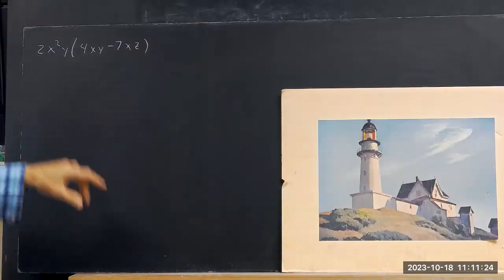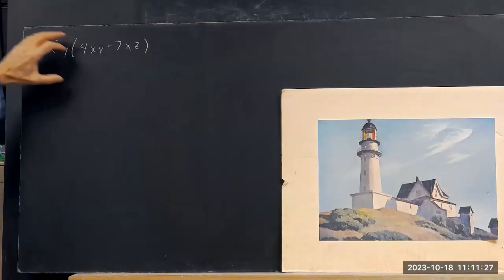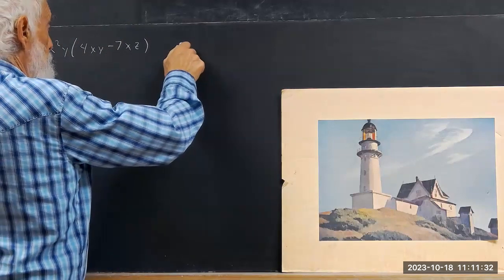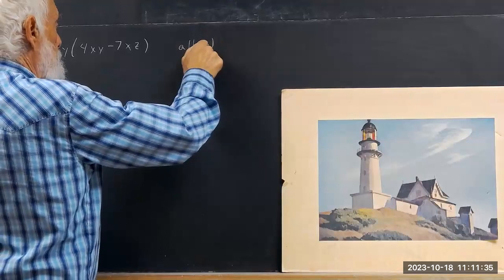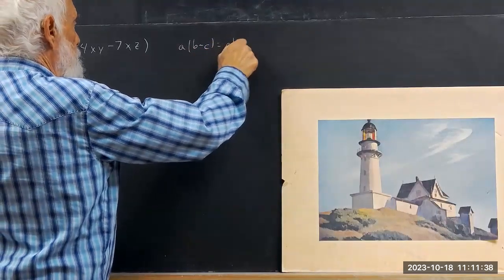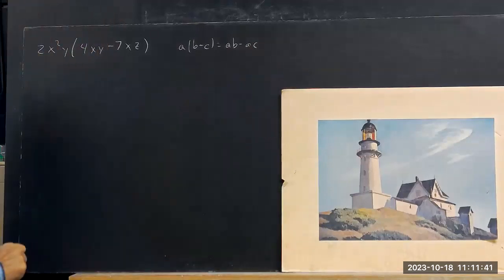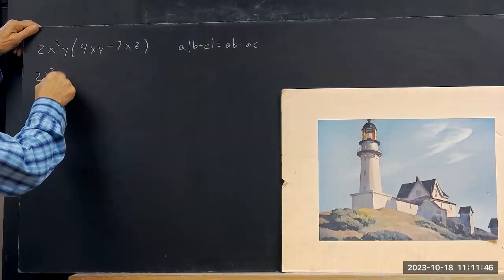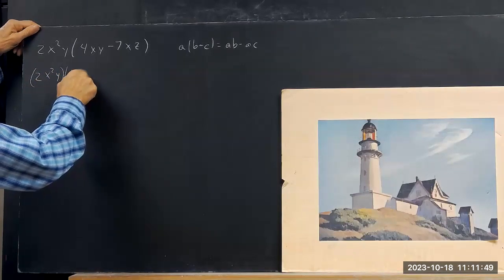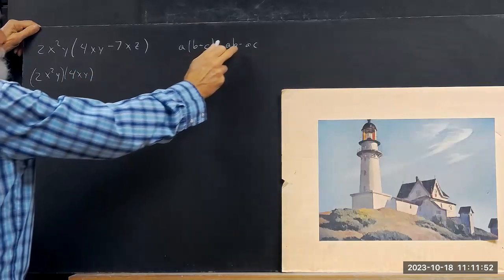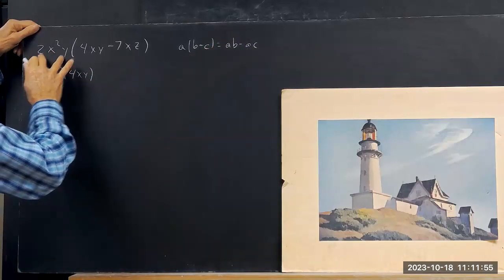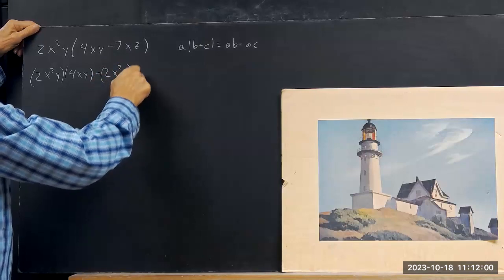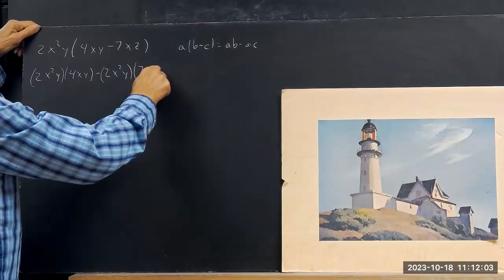Okay, well, by the distributive law, we multiply this by this, and then we multiply this by this, and subtract. This would be an instance of A times (B minus C) equals AB minus AC. So AB, we're going to do 2x squared y multiplied by 4xy. And then minus AC would be minus this times this: minus 2x squared y times 7xz.